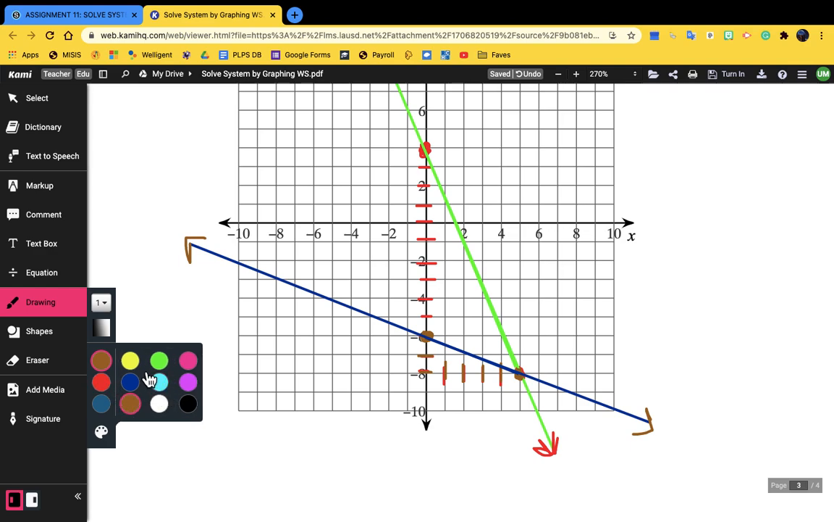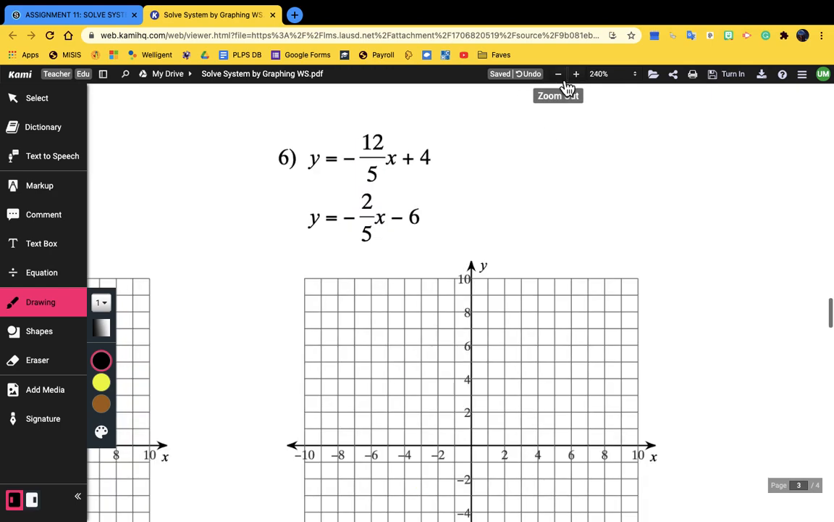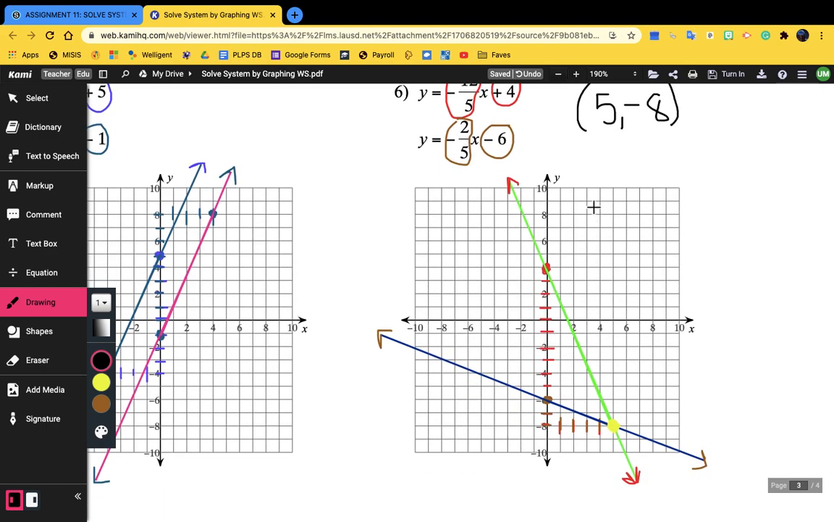And where do they touch, kiddos? Where do they cross? Right here, right? And that is positive 5 on the x, negative 8 on the y. So, positive 5, comma, negative 8. And there we go. Look at that. That's number 6.